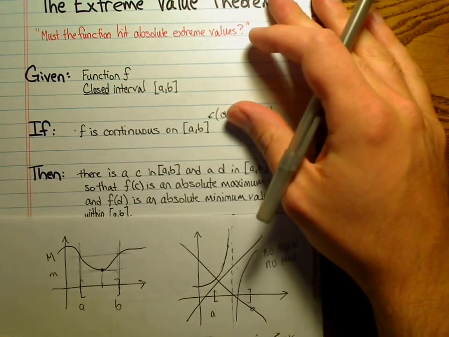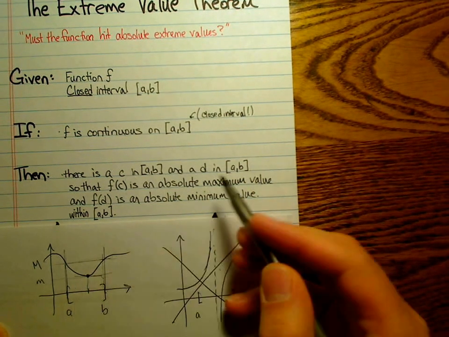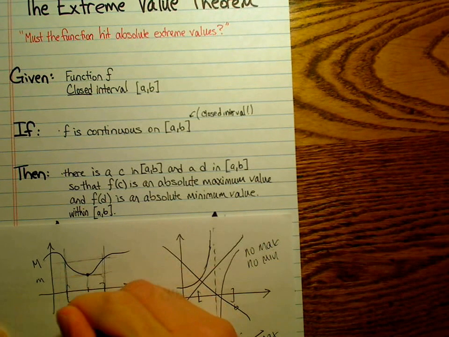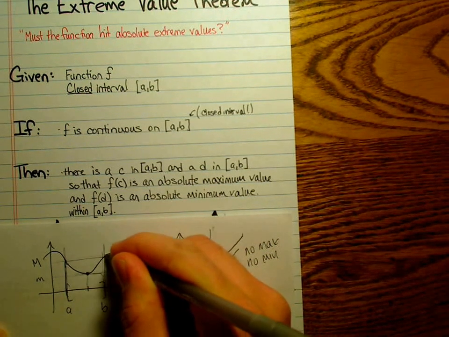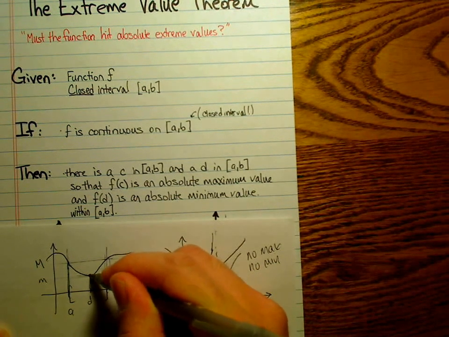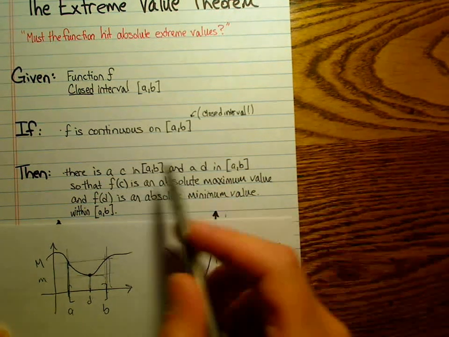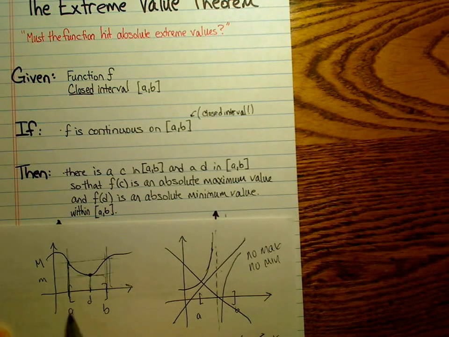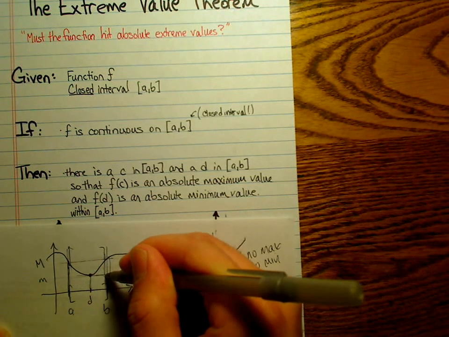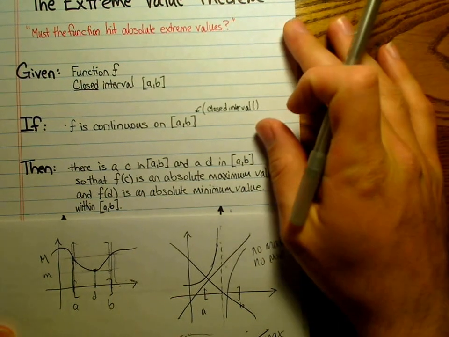And if that's true, then, this is a little wordy, I know, there is a number c between a and b, and a number d in a and b, so that the input c produces an absolute maximum. Either a or b could end up being our c's. And f of d is an absolute minimum, so d is the value that makes the absolute minimum. And c and d in particular are between a and b, possibly including a and b. When I say absolute minimum or absolute maximum, I mean only within this window. Yes, this function gets higher, but outside the window of a, b that we're interested in.